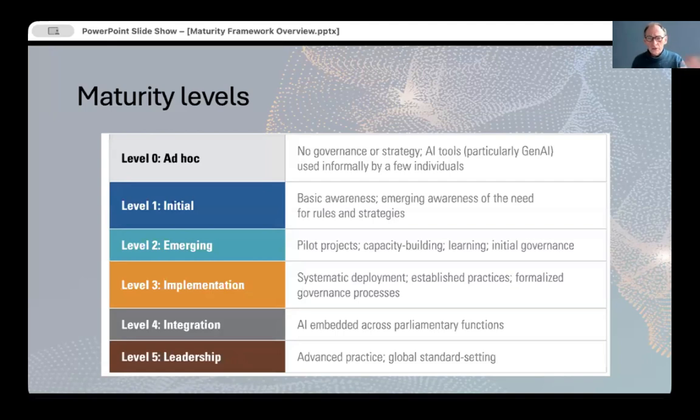I'm expecting when we ask you to evaluate yourself in a moment, you'll be somewhere between 0 and 2, because that's where we're seeing even the development. The most developed parliaments are really only at about level 2, touching onto level 3. We're in the very early stages of implementing AI.